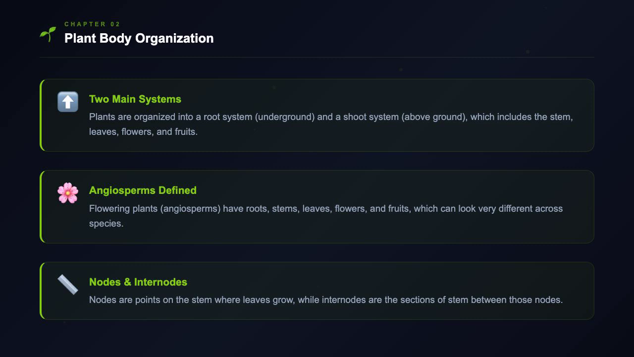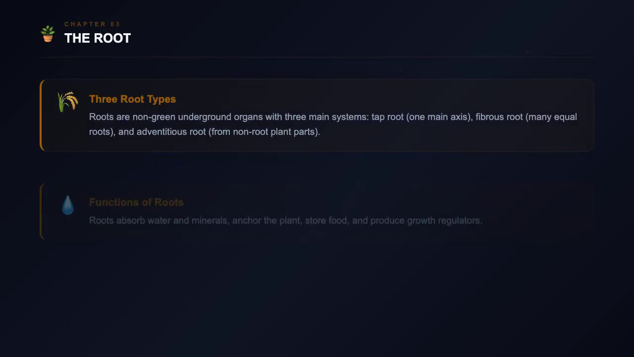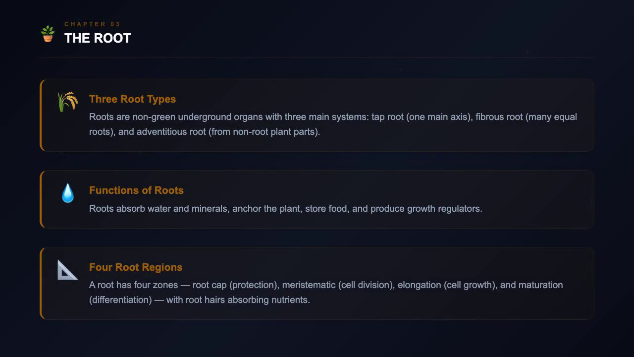Plants also have nodes and internodes. Nodes are where leaves grow from the stem. Internodes are the sections of stem between the nodes. A root is a non-green underground part of a plant. It usually grows from the radicle of the embryo.